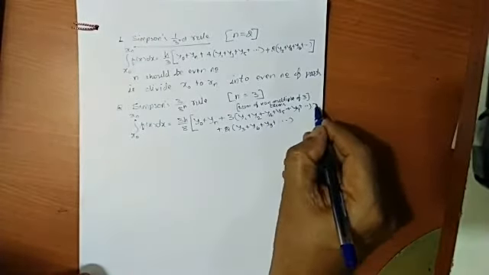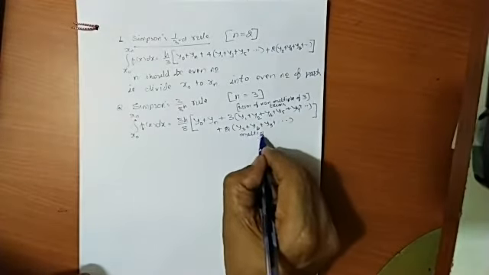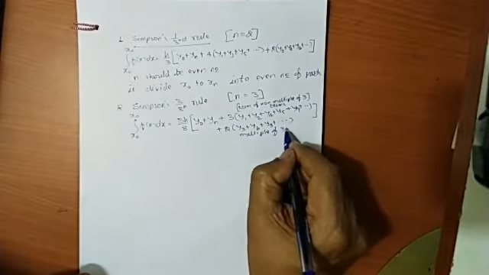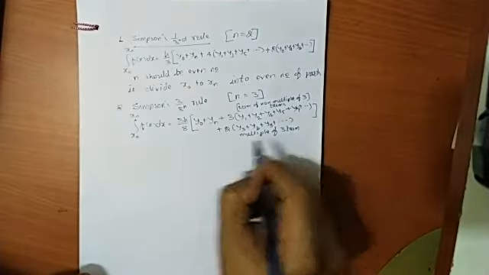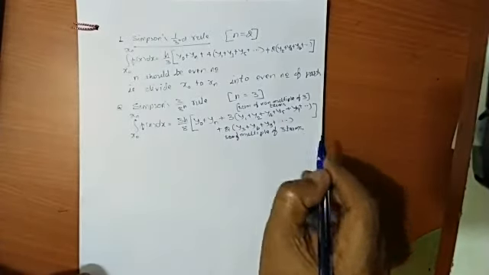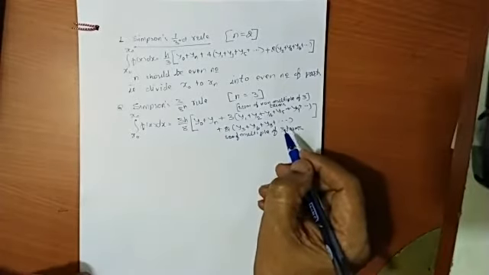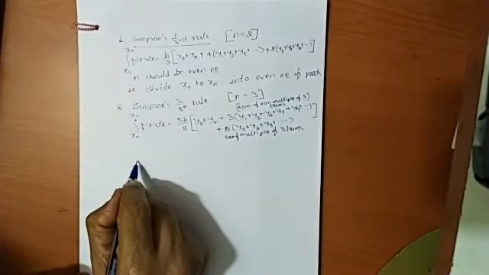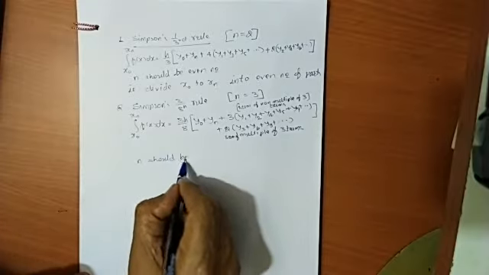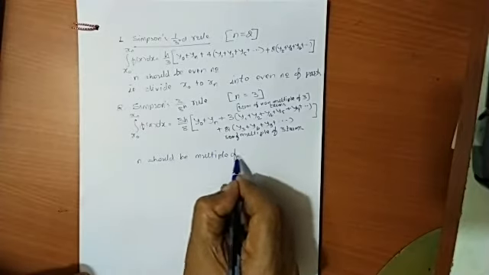So this is Simpson's 3/8 rule. Multiples of 3, right? Sum of multiple of 3 terms, so y3 plus y6 plus y9 plus so on. So this is Simpson's 3/8 rule. So n should be a multiple of 3. That is the condition.